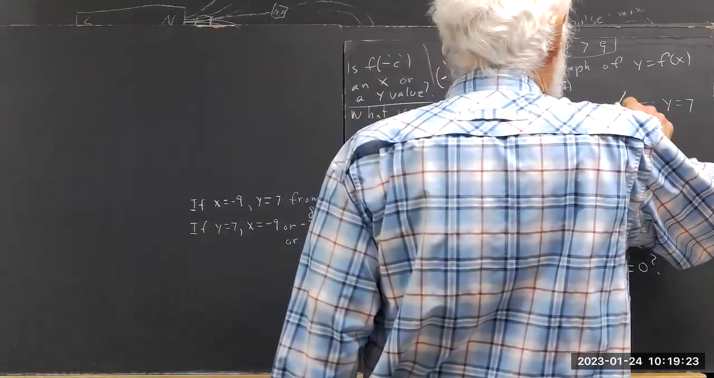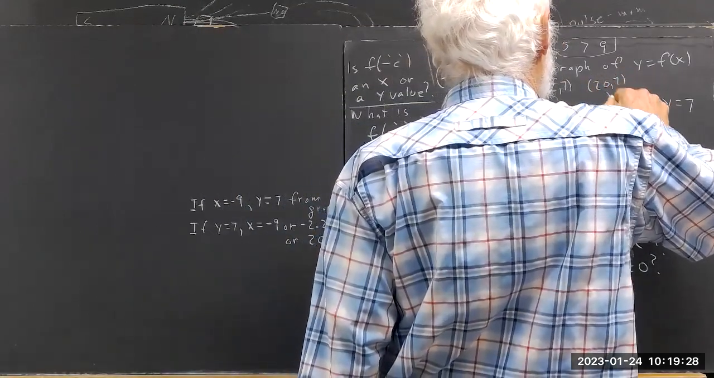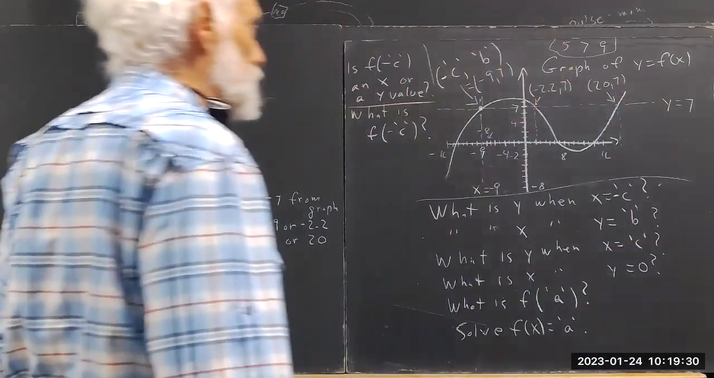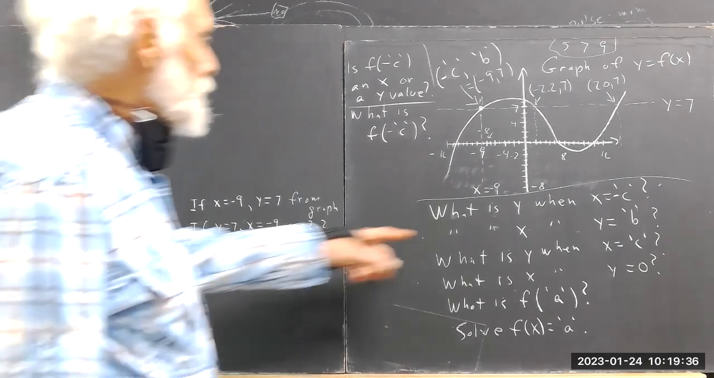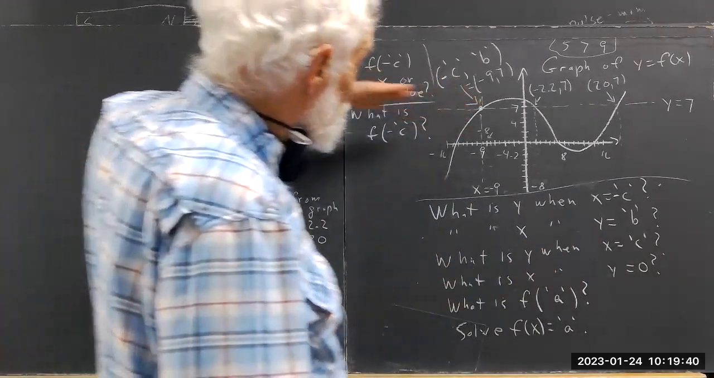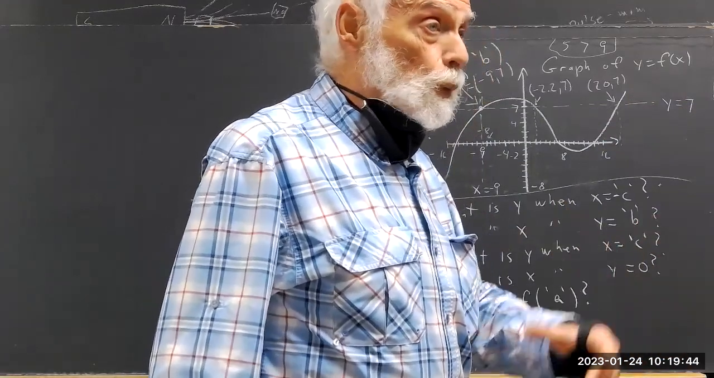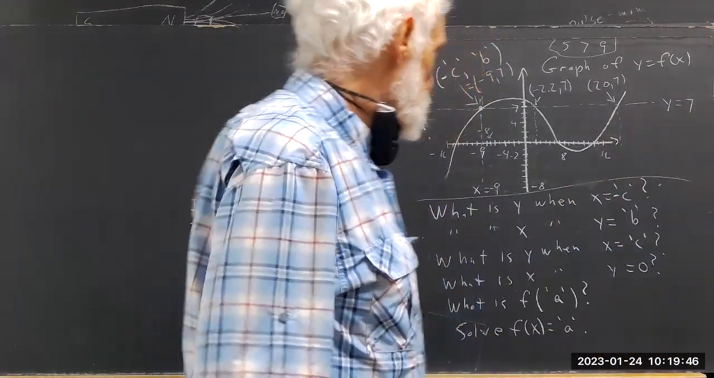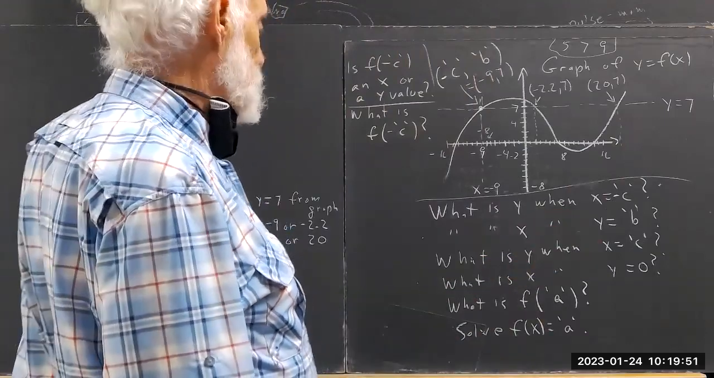I'm going to say this point looks like it's maybe 27. Okay. So all of a sudden, there's one obvious answer to this. It comes from the initial point, but now we see that there are 3 points, 3 x values that make y 7. Okay. Now, what's y when x equals c?